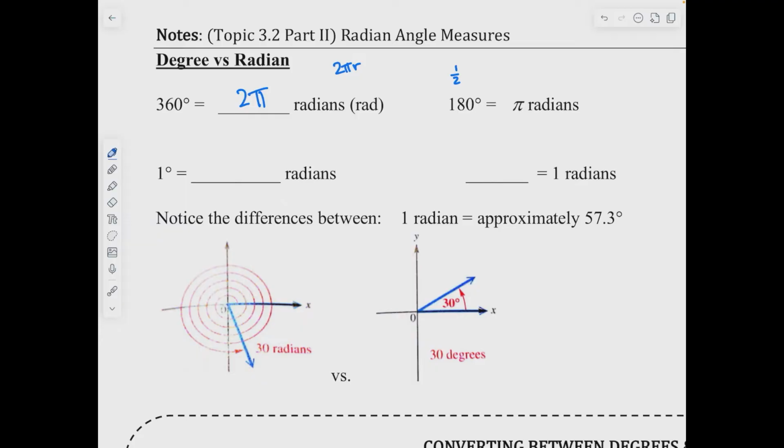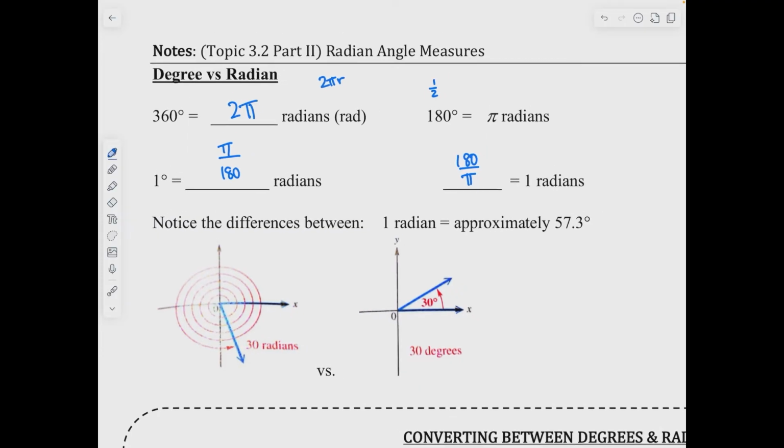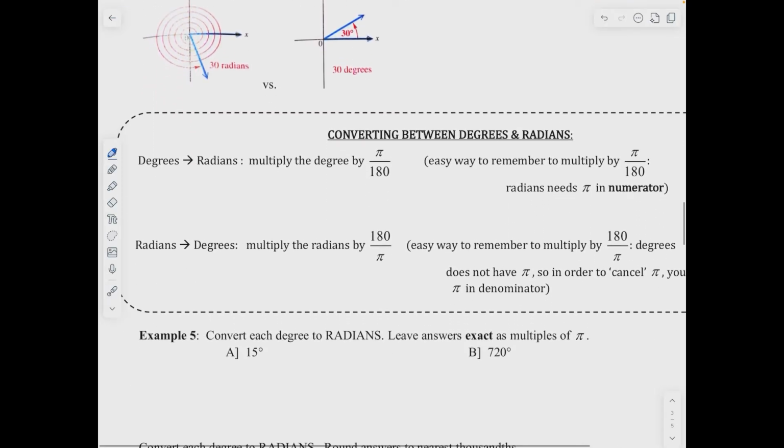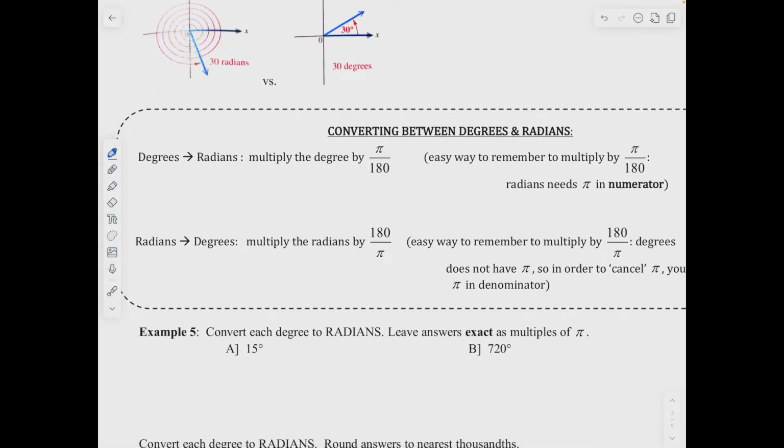Okay? And so therefore 1 degree is the same thing as pi over 180 radians. And 1 radian is the same thing as 180 over pi. Okay? 1 radian is approximately 57.3 degrees. You do not have to memorize that. That's just factual information for you guys. Okay, so what we want to be able to do is convert between degrees and radians.